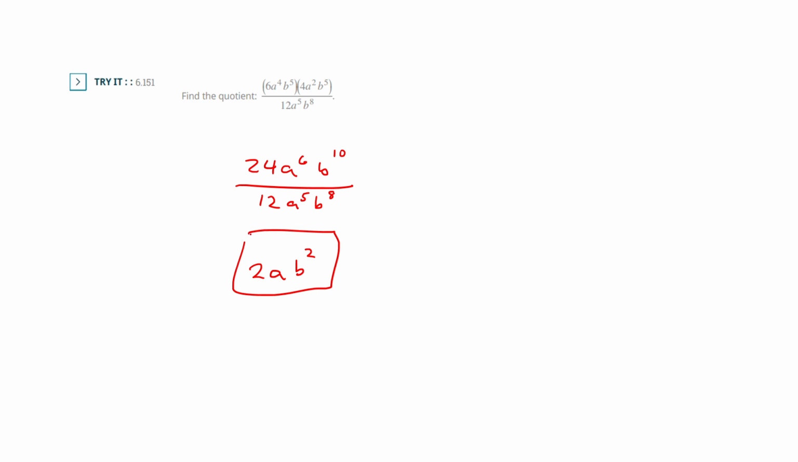Okay, so I'll take you through one of these, but you can always try it yourself. I've got to tidy up this top first. 6 times 4 is 24. I get a to the 6th when I put those a's together. I'm just adding them. And b to the 10th. Alright, now I'm going to reduce. Both 24 and 12 are divisible by 12, so I'm going to get 2 there. So I'll have an a left on the top, and I'll have 2 b's left on the top, and that's simplified.